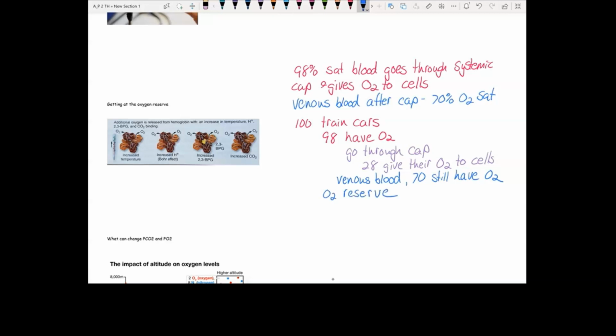You never want to just give away all of the oxygen and have your blood be empty of oxygen. You always keep a cushion or a backup. So the oxygen reserve is that 70% oxygen saturation in your veins. You can use some of that when you need it.